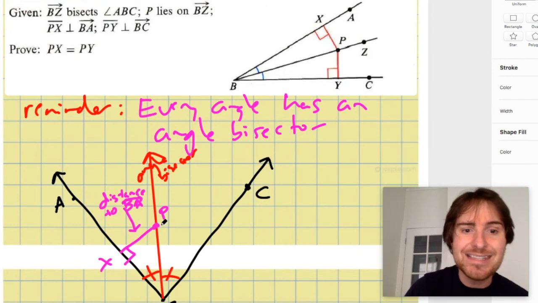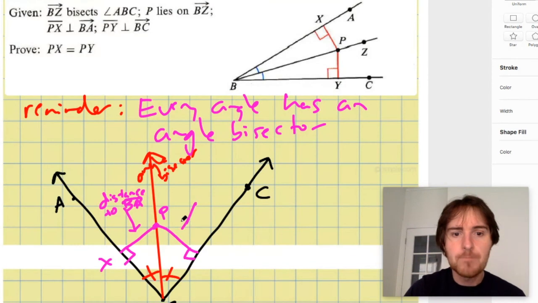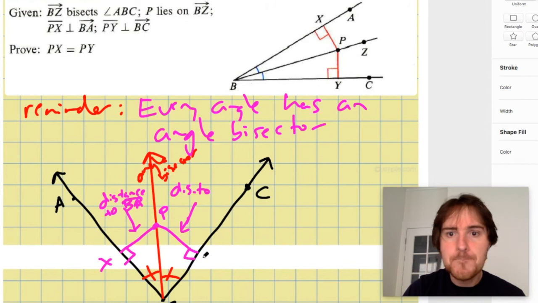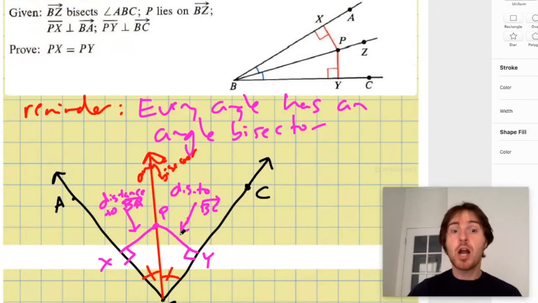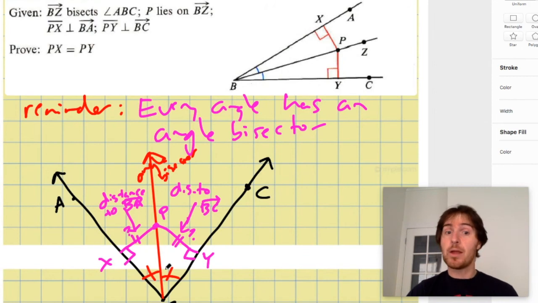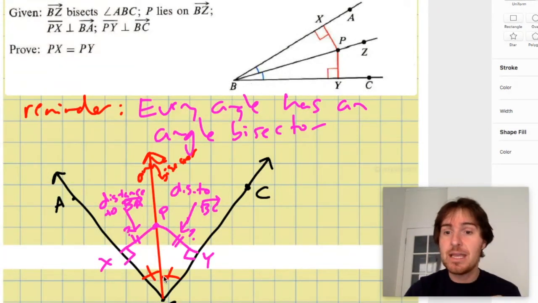So the question is here, is the distance to BA the same as the distance to ray BC? Okay, is it the same here? I'm going to put my question marks on here, and you guessed it, we're going to prove it real quick. Okay, so let's look at that. Let's use our tricks here, our rules that we've done before, and see if we can get this thing through.